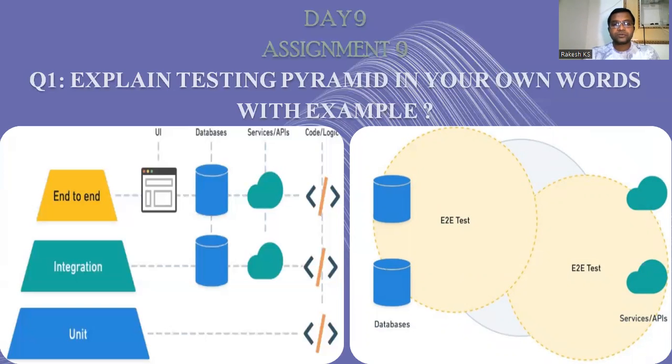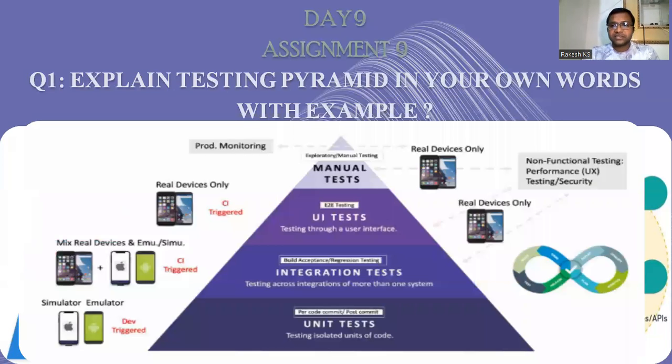So what the pyramid signifies is that when you go up and up, more time will be consumed for testing. When you come downwards, less time will be consumed. So this is the significance of the testing pyramid. Next we shall see the real example here.